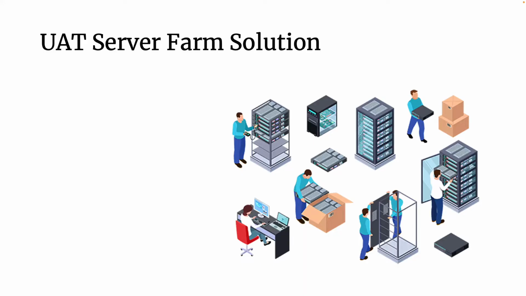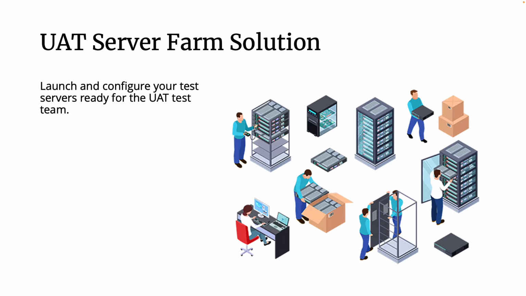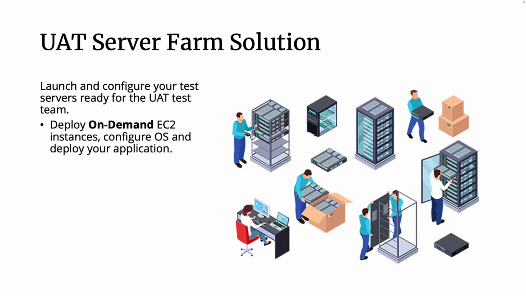Now, when it comes to testing your application, obviously you're going to need to provision resources in order to complete the tests, whether those are alpha tests or beta tests. And for this, you will need to launch and configure test servers ready for the user acceptance testing team, the UAT test team, to carry out all the necessary alpha and beta tests. In addition, you probably will want to deploy on-demand EC2 instances, configure OSs, and deploy your application on those instances.